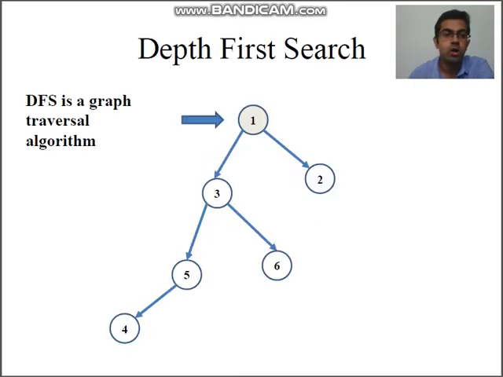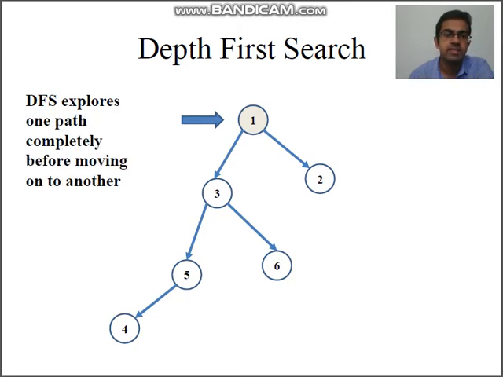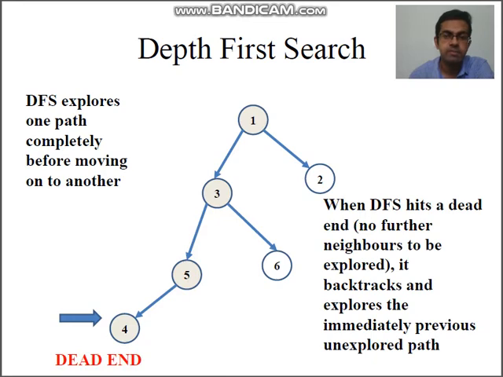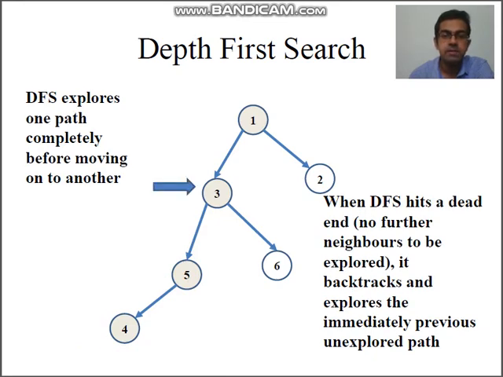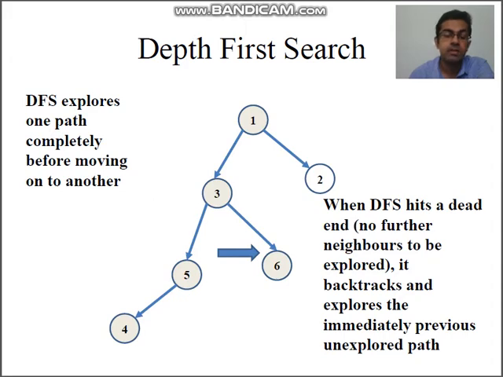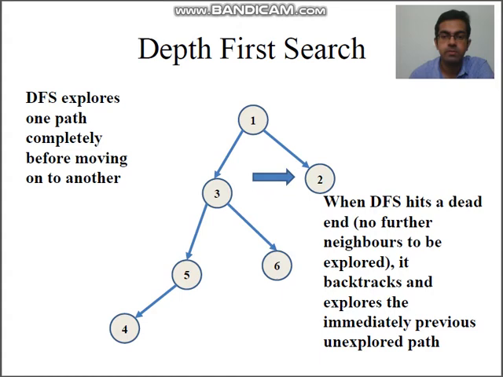Depth first search, or DFS, is a graph traversal algorithm that can be used to search for a node in a graph. As the name suggests, DFS explores one path in the graph completely until it can no longer find any nodes to explore. Once this happens, the algorithm backtracks and starts to explore the immediately previous unexplored path. It continues in this manner until it can no longer find any nodes to explore.